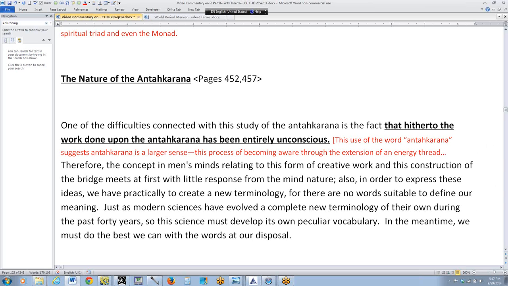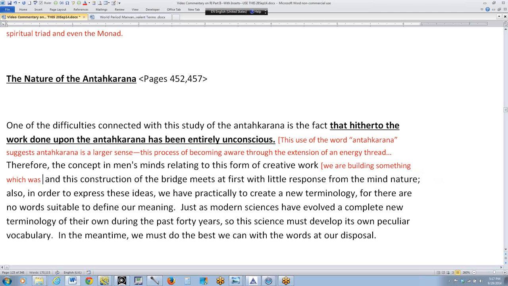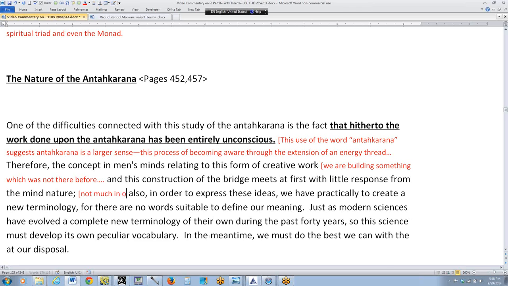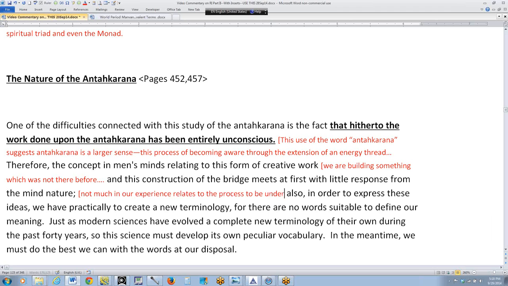Therefore, the concept in men's minds relating to this form of creative work, well, we are making something happen. We are building something that wasn't there before. Therefore, it's creative. And this construction of the bridge meets at first with little response from the mind nature. In other words, we don't have anything really to relate it to in our experience. Not much in our experience relates to the process to be undertaken.